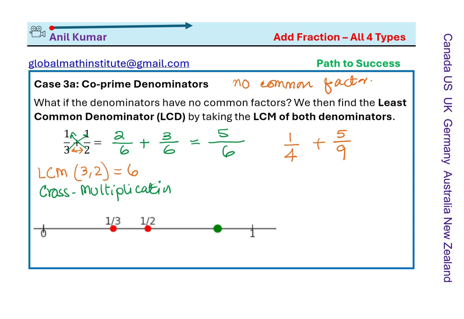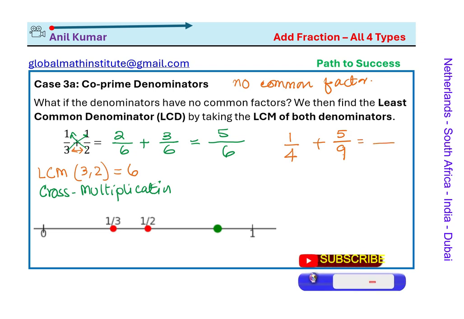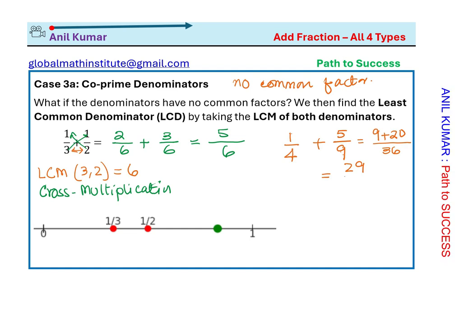So the next question, I think you can do it yourself. Let's try to do it with the same concept. So here the denominator will be what? 36. 4 times 9. Do you see that? So I'm just writing 36 here. And then cross multiply. 1 times 9 is 9 plus 4 times 5 is 20. And therefore, the answer is 29 over 36. You get the whole idea.